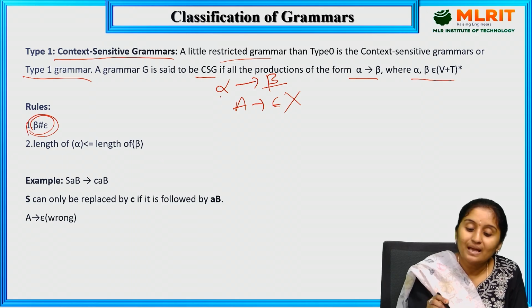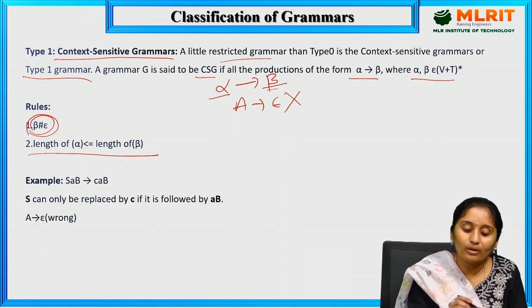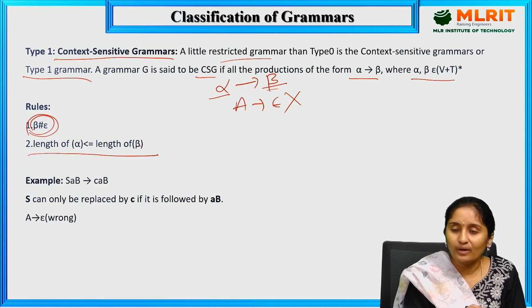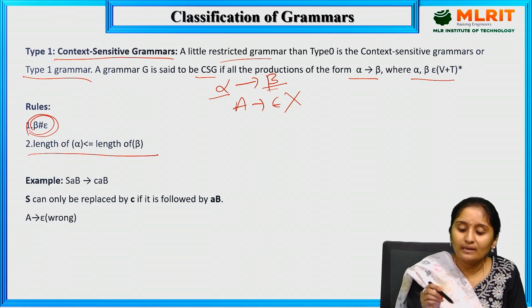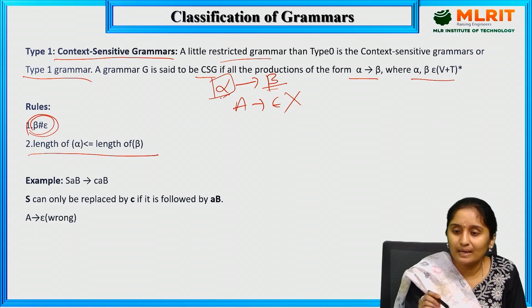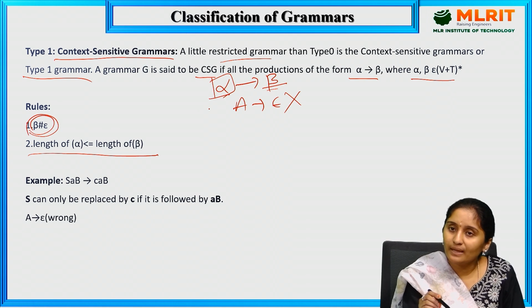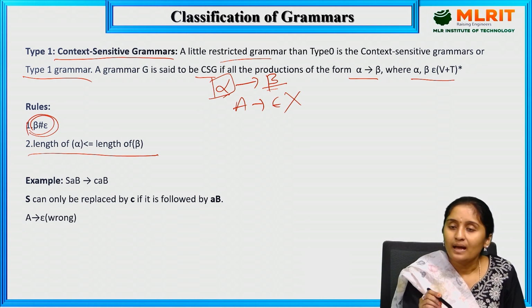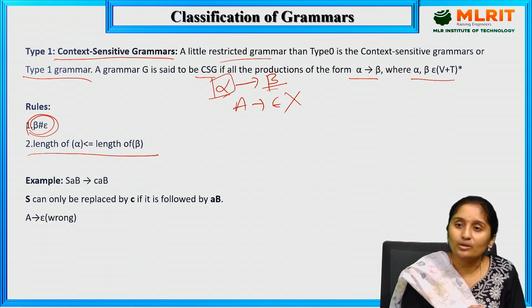And the next one is alpha and beta. The length of alpha should be less than or equal to the length of beta. Alpha can be shorter when compared to beta, but the length of LHS should not be greater than the length of RHS. We can have the same length, or less in the LHS and more in the RHS, but we should not have more in the LHS. If that is the case, then that is not a context sensitive grammar.